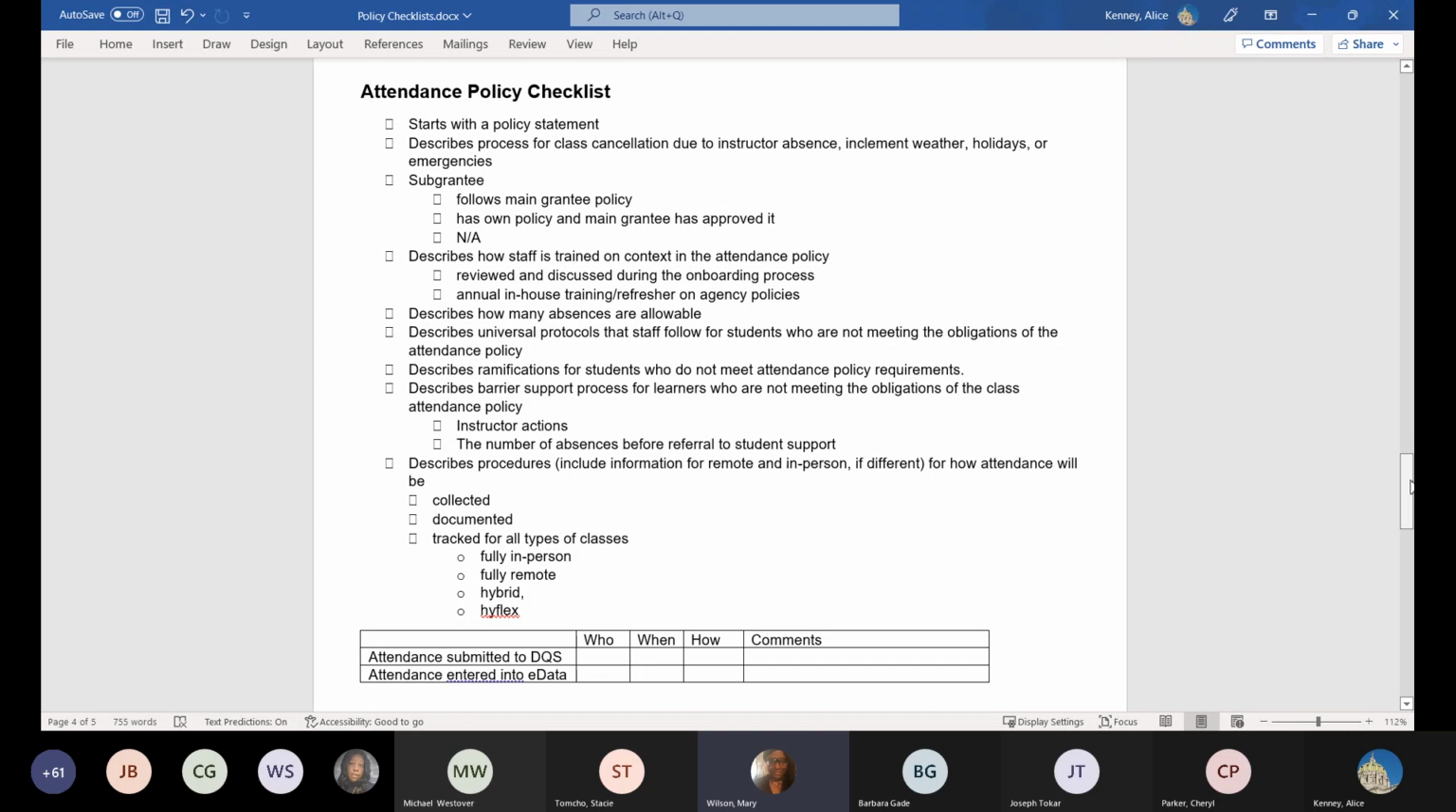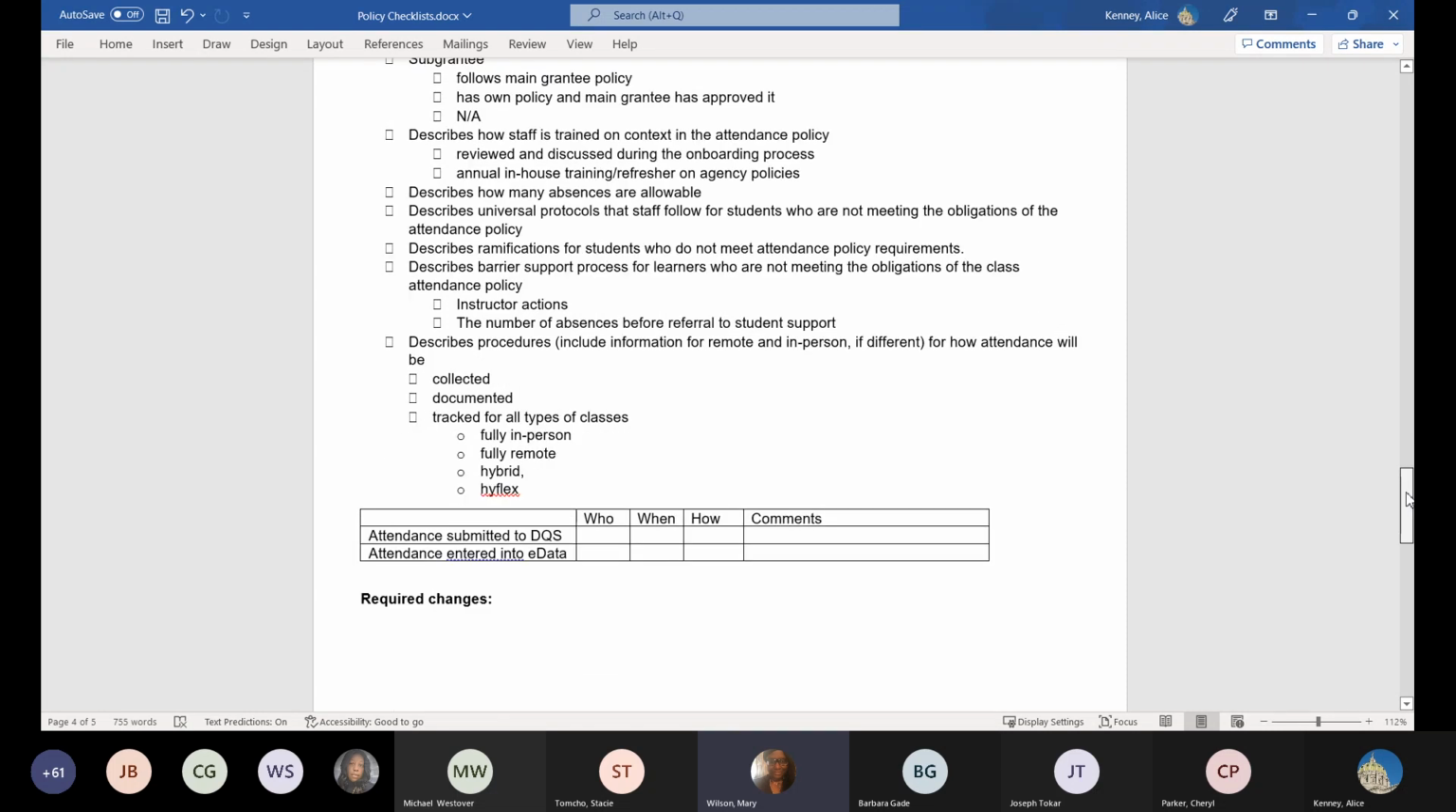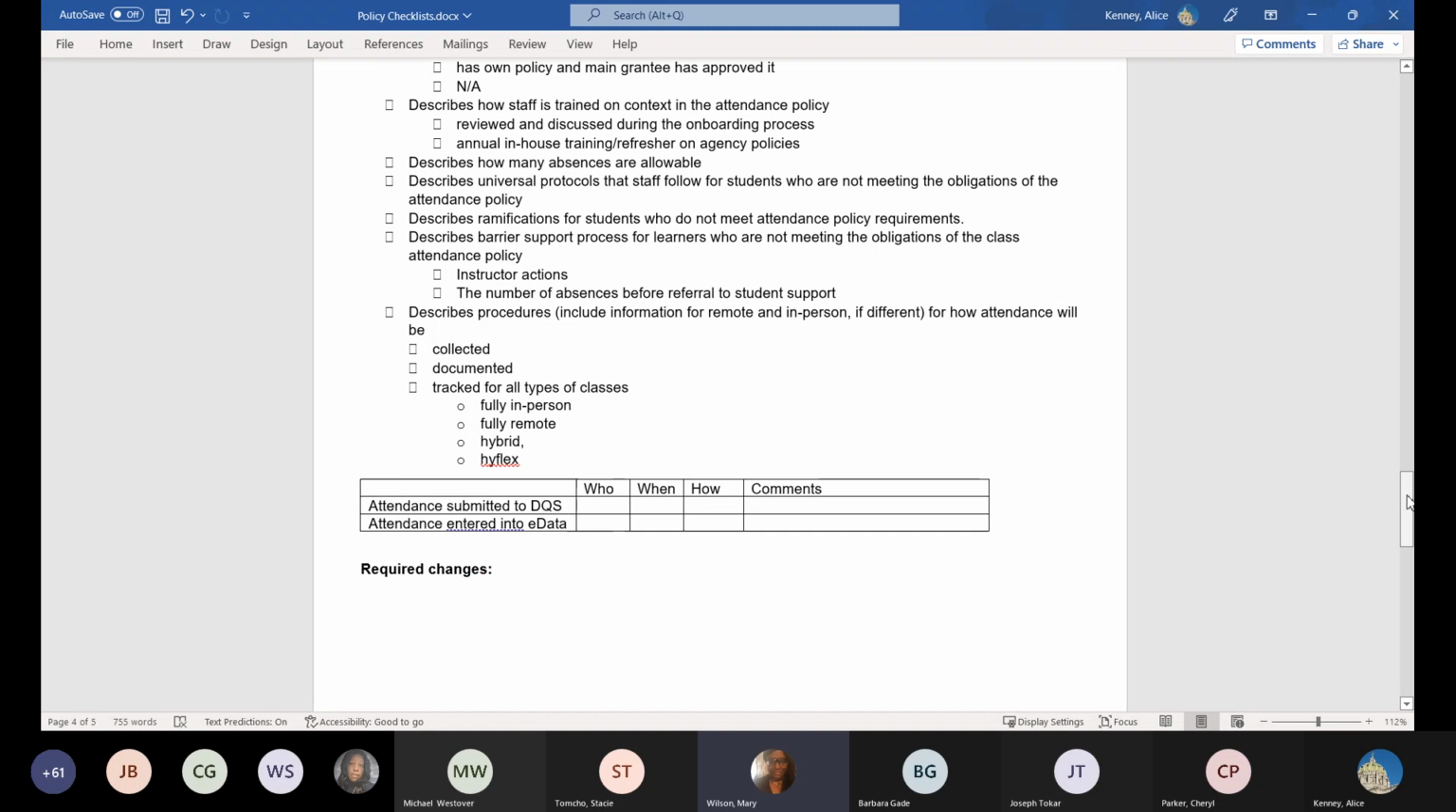And finally, on this checklist, if you bring your attention to the table, which has the fields of attendance submitted to the Data Quality Specialist or DQS, as well as attendance entered into eData. So information of the flow of who, when, and how attendance is submitted to the DQS from appropriate staff, as well as who, when, and how attendance is entered into eData in accordance with PDE policy.